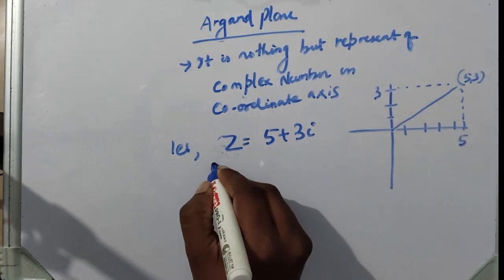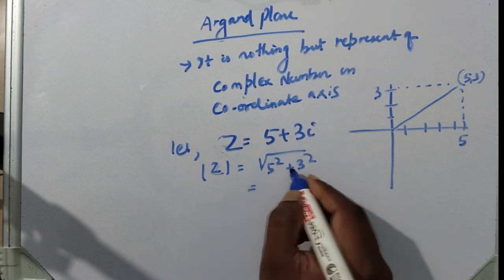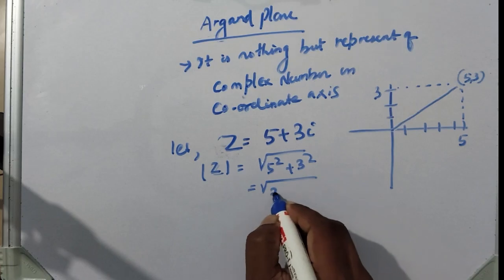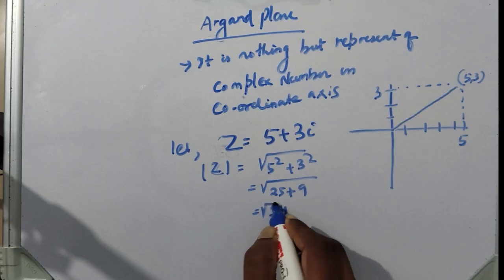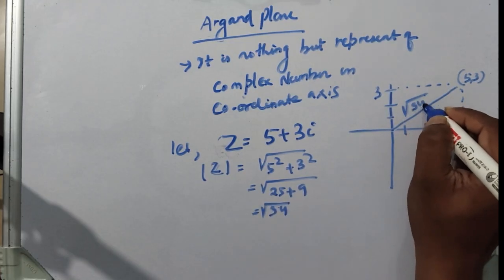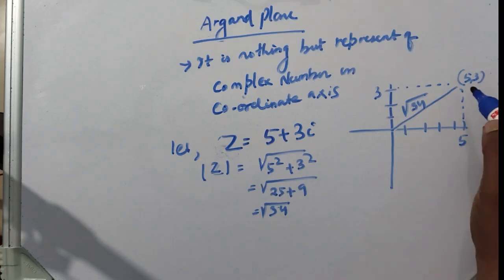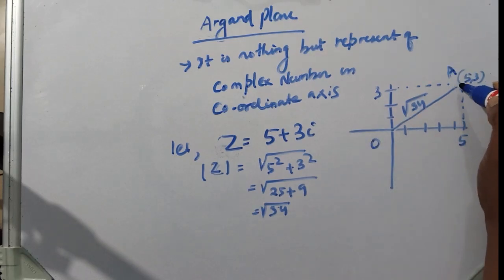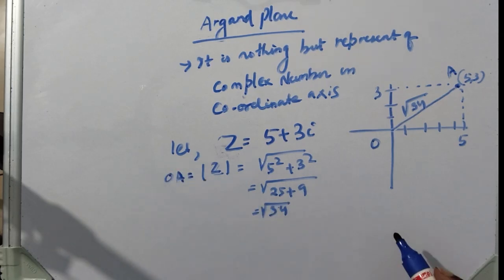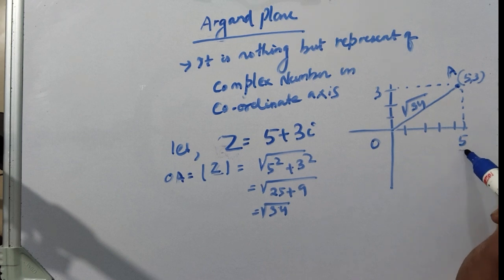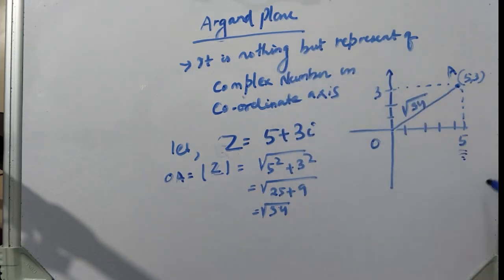And mod of z is equal to root of 5 square plus 3 square, which is equal to 25 plus 9, 34, so root over 34. This point is A, so mod of z, OA, is equal to this. So this is a representation of complex numbers on a coordinate axis, and this plane is called the Argand plane.